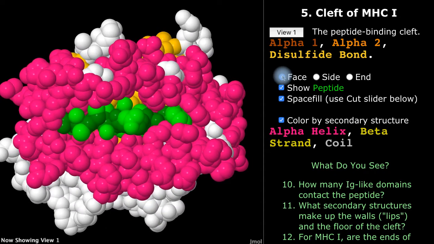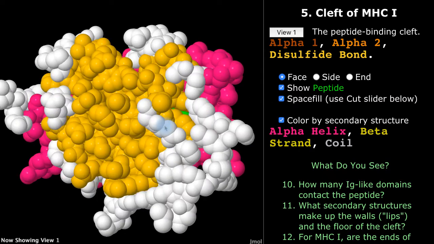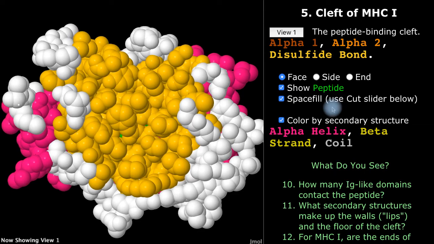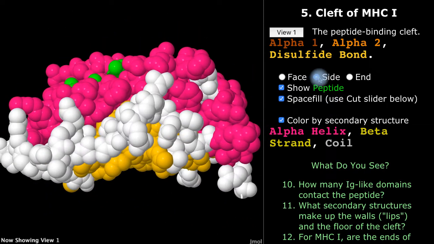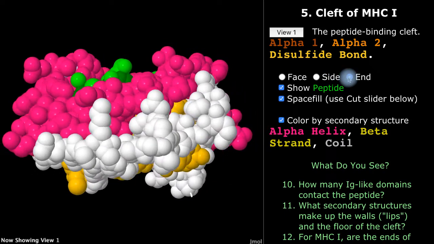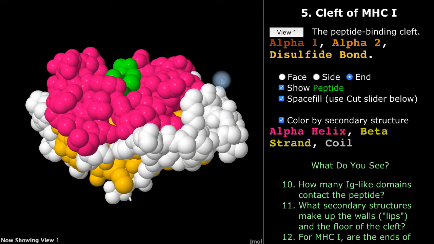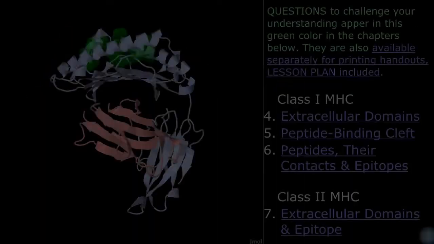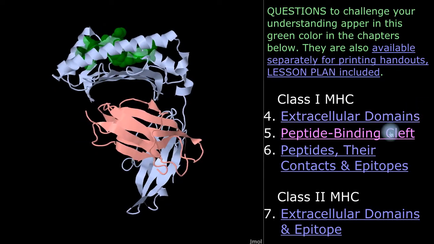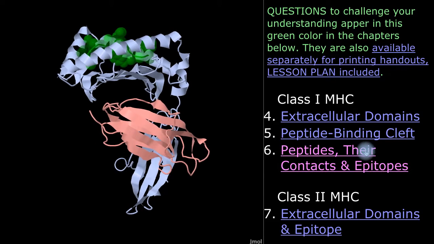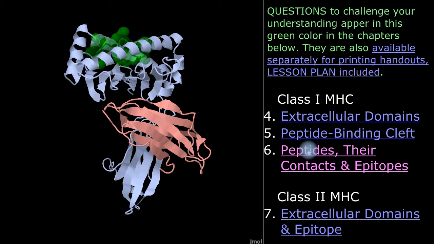Now we've colored the MHC cleft by secondary structure, emphasizing again that the edges or lips of the cleft are alpha helices, while the floor is made of a beta sheet. Having analyzed the extracellular domains and the peptide binding cleft, now we'll take a closer look at the peptides themselves and how T lymphocytes can distinguish different peptides.